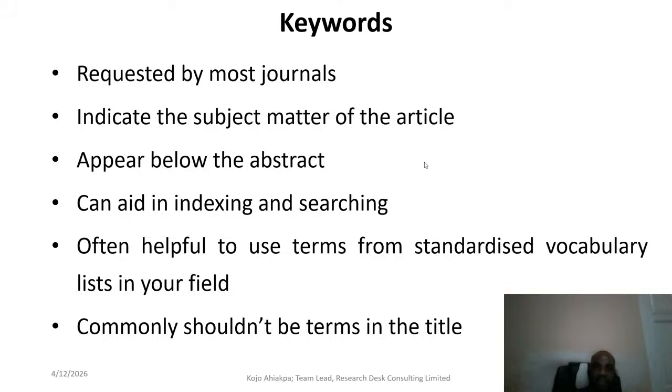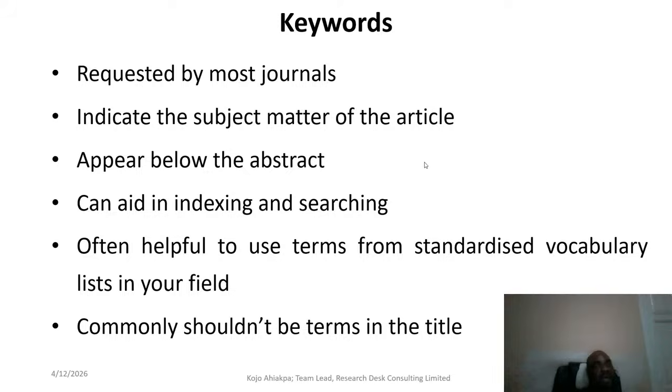The keywords are next. After the abstract, you put keywords. Keywords are normally between 5 to 7, or some journals I've seen give up to 10 options. You can add like 10 keywords. The keywords are most of the time requested by the journals because of digital evolution. The keywords should indicate the subject matter of the article. In other words, they should indicate key terms used in your field under the topic or theme that your paper is on, and normally appear immediately after the abstract.